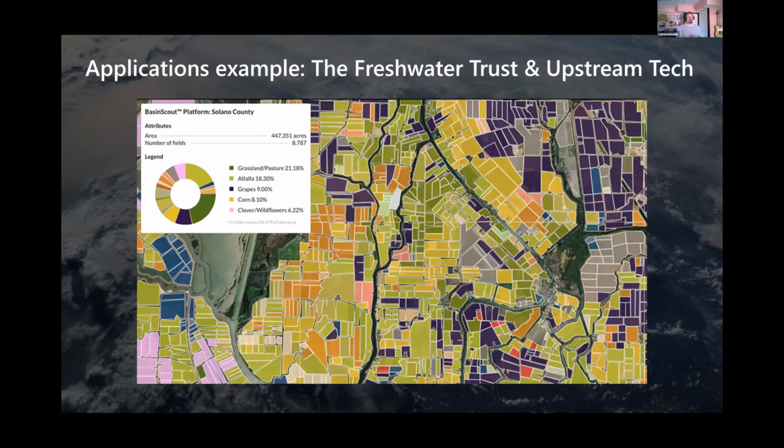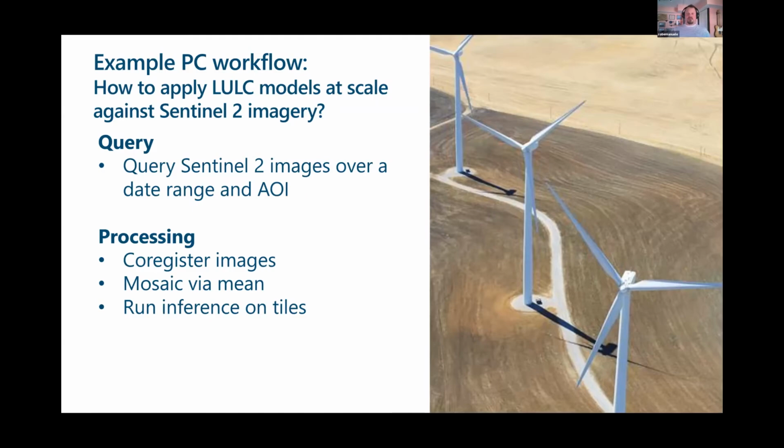Yeah, so this is an example of an application that we supported through our AI for Earth Grants program and Signature Project, where the Freshwater Trust and Upstream Tech worked together to build a platform to help identify the best places to improve groundwater and surface water quantity and quality. So this isn't using the Planetary Computer infrastructure yet, but is the type of application we want to support. The type of workflow that we want to support.